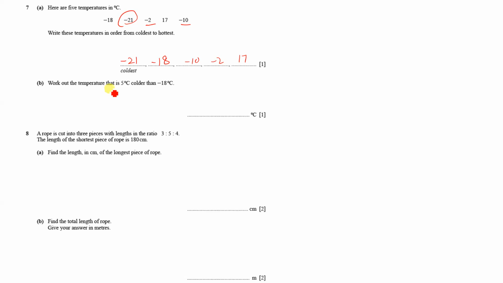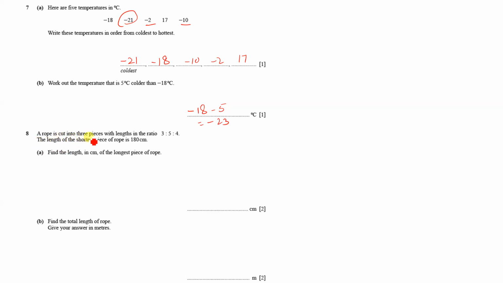Work out the temperature that is 5 degrees colder than -18. Colder means we are going to subtract 5 from -18, that is -18 minus 5, which is equal to -23.